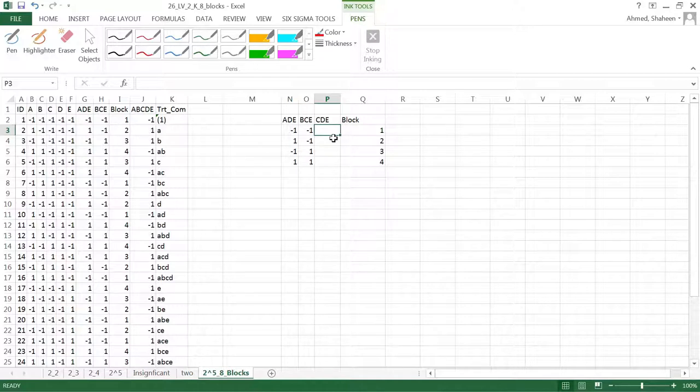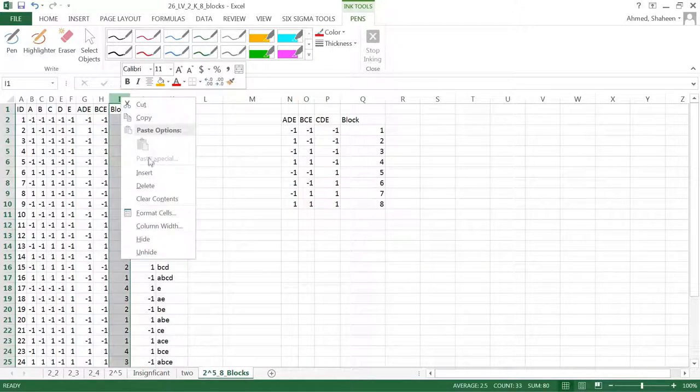So basically all negative here, and then we'll add, because we have all treatment combinations for the previous 2 higher order interactions, we can just copy and paste here, and then have +1, +1, +1, and then +1. So similarly, this goes in blocks 1, 2, 3, 4, and then this goes in block 5, block 6, block 7, block 8. So these are the 8 blocks.